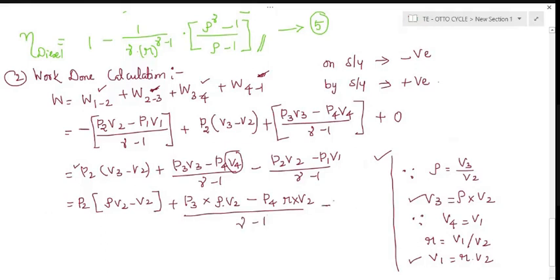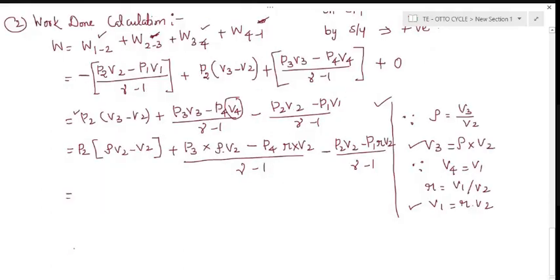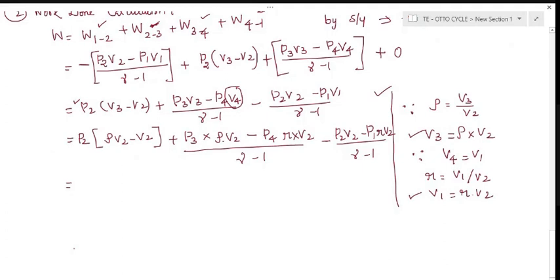Minus of P2 V2 minus P1. Already we discussed V1 is nothing but R into V2, so just substitute here, divided by gamma minus 1. Done. See here, all the volume parameters we make in terms of V2. So please take V2 outside commonly.